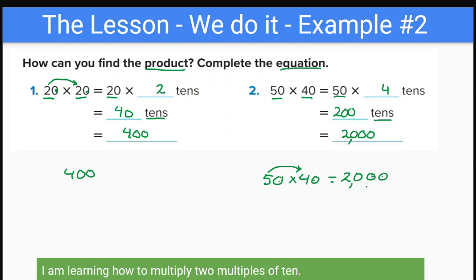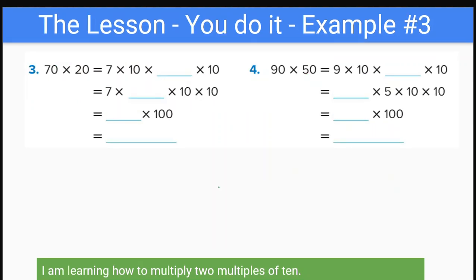Whatever makes you happy, as long as you get the right answer, we don't care. Kids, you're learning how to multiply two multiples of 10 together. Let's try some more. This one right here says 70 times 20. Well, 70 is 7 times 10, times 20, which is 2 times 10. So this is 70, this is 20. So 70 times 20, that's the problem, right? They said, let's put the 7 right here and the 2 right here, 7 times 2. And then they put the two 10s together, 10 times 10.